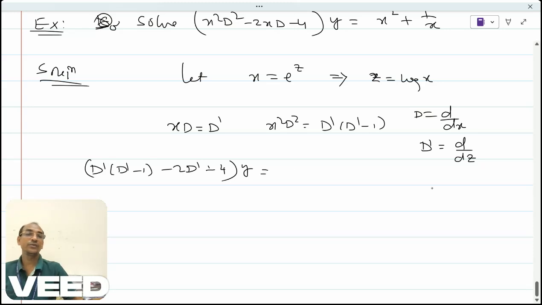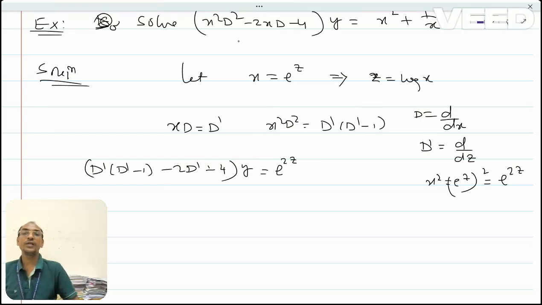to, you see, x equal to nothing but e to the power z. So x square will be e to the power z whole square, which is equal to e to the power 2z. So in the original equation, wherever x is there, we will write e to the power z, and then 1 by x will be nothing but 1 by e to the power z, that is equivalent to e to the power minus z.